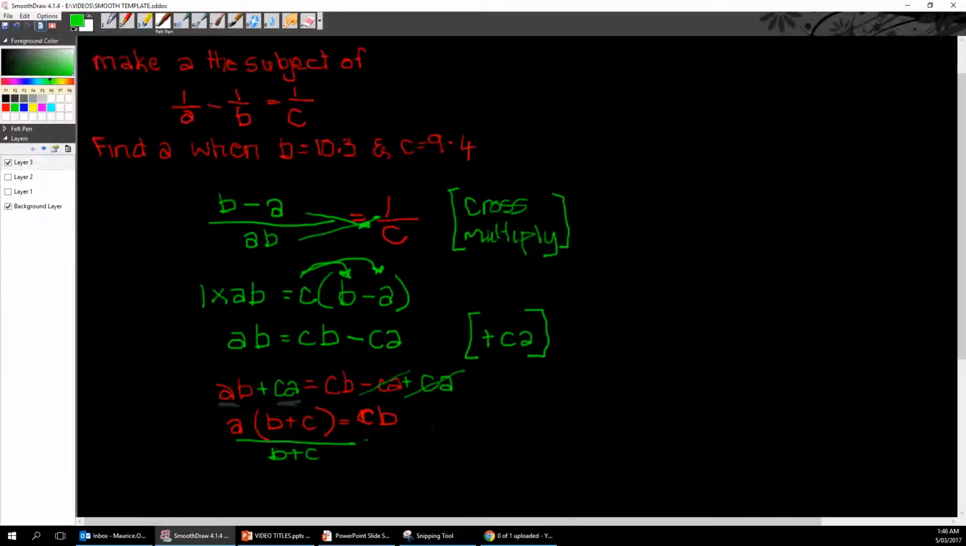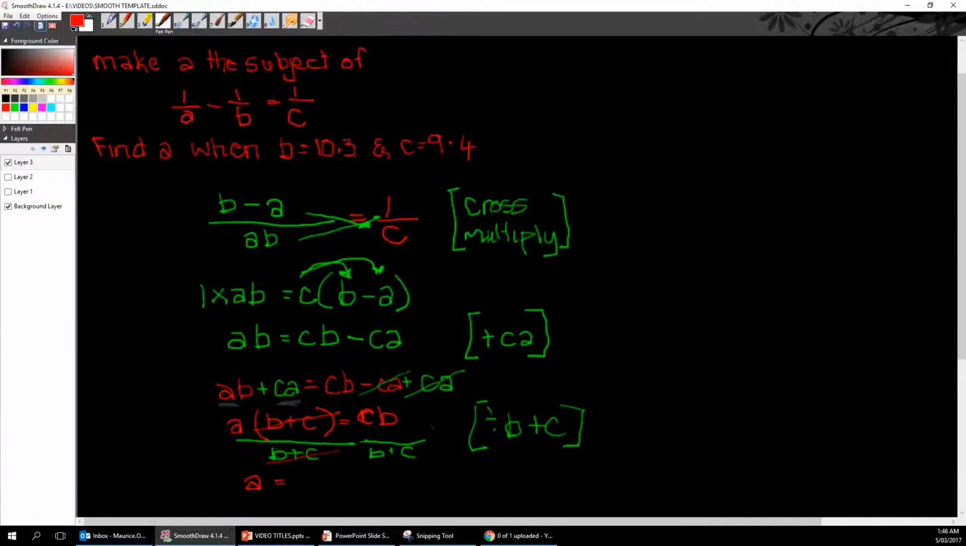And we must divide both sides by B plus C. Okay, what we do to one side, we must do to the other. So I'm just going to put it up here. So we've divided by B plus C. Okay, so what we get here is, obviously these cancel out. B plus C divided by B plus C is 1. 1 times A is A.